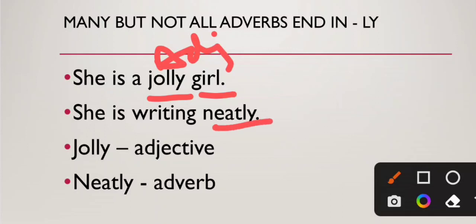She is writing neatly. How is she writing? Because neatly is describing the verb. So this is an adverb. Okay.